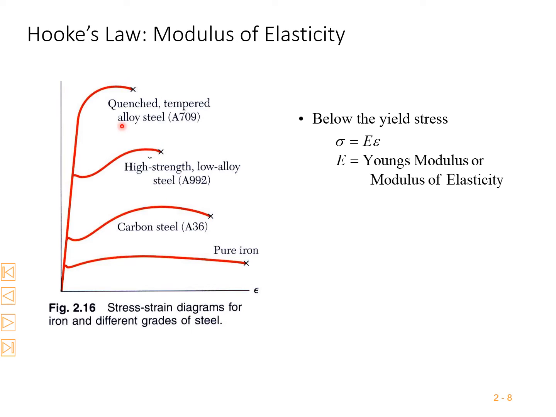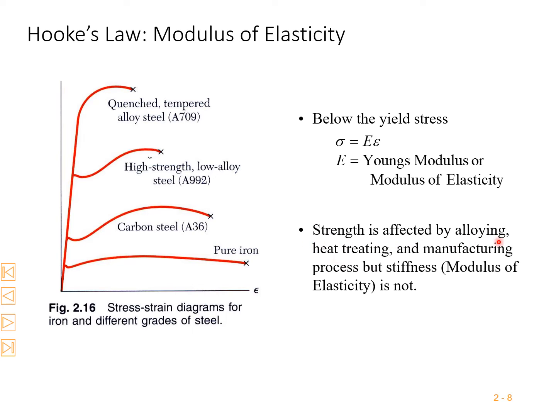Here is Hooke's law, which says the modulus of elasticity. For pure iron, carbon steel, high strength steel, and constant tempered alloy steel, this is the stress strain curve. Below the yield stress, strain is proportional to stress, and stress is proportional to strain, with the constant E. That E is nothing but Young's modulus or modulus of elasticity. This we need to understand: stress and strain are directly proportional with Young's modulus. If you take the strain this way out, then stress by strain is nothing but the Young's modulus.